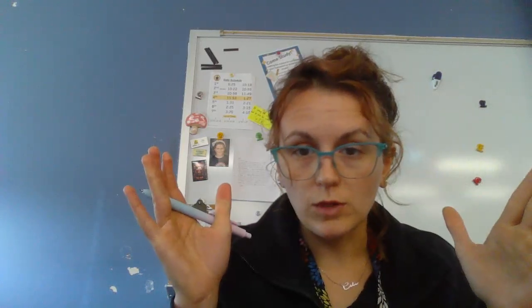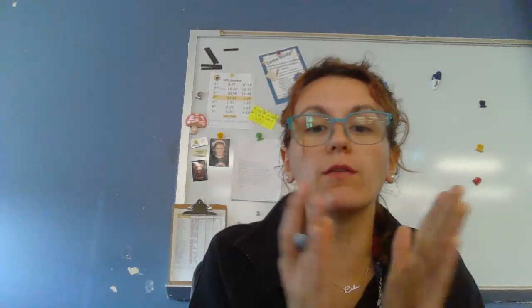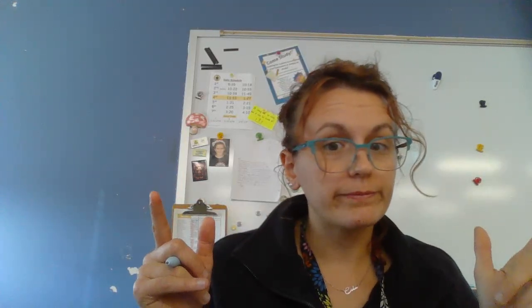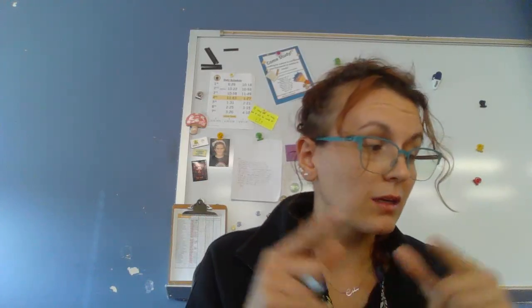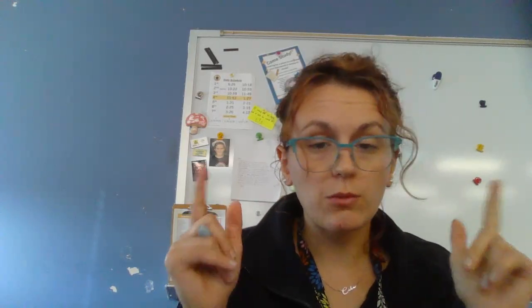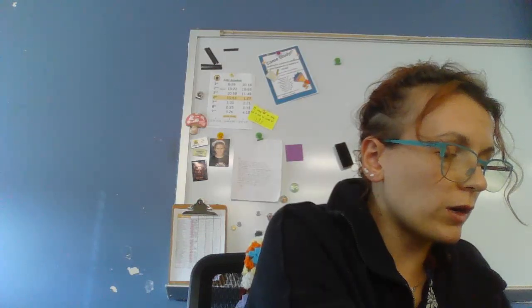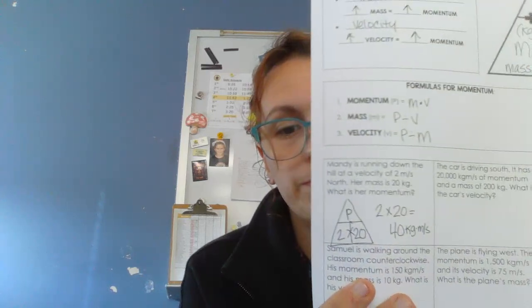Now, units. You have to have units, people, okay? 20 could be 20 ice creams melting in the hot summer sun on Mars. I don't know what it is until you tell me the units. What are our units? Think about it. Okay, it is kilogram meters per second. So the momentum is 40 kilograms times meters per second. So it should look like this.